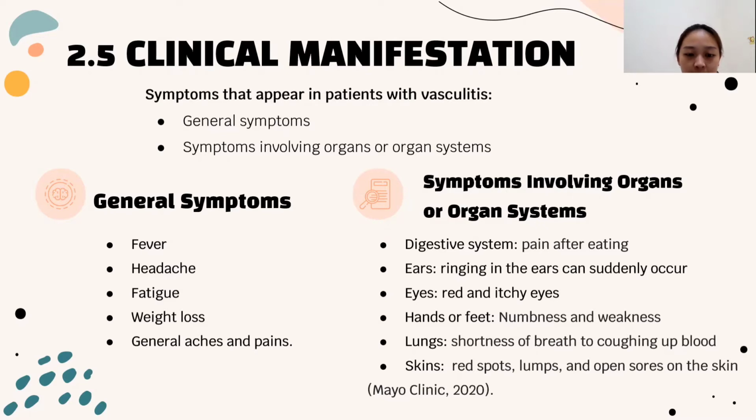The next one is hands or feet. Numbness and weakness in the feet and hands, followed by swollen and hardened feet and hands, tend to be experienced as well. The next one is lungs. Vasculitis can affect the lungs, namely by the occurrence of shortness of breath to coughing output. And the last one is skin. Red spots, lumps, and open sores on the skin also occur due to bleeding.